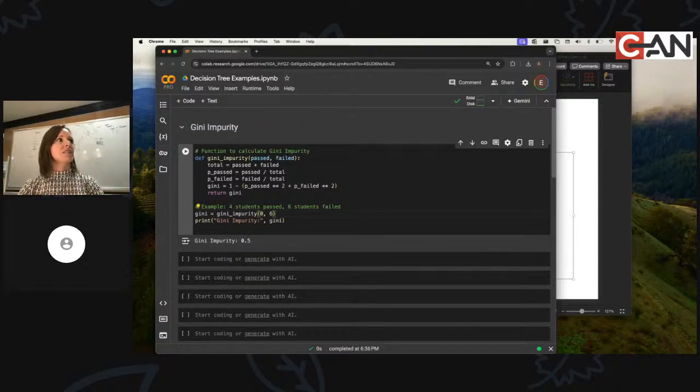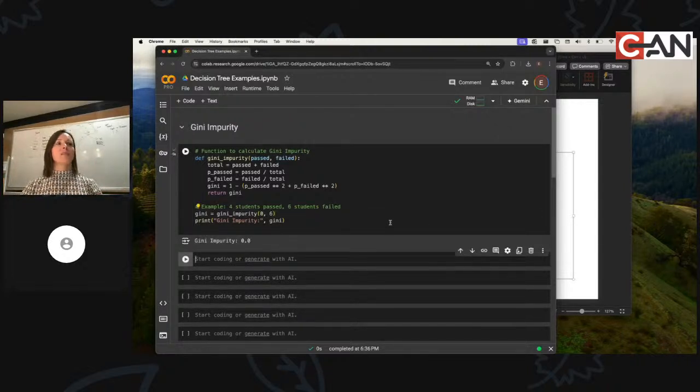What if we change this to 0, 6? We get a 0 because that's perfect separation. You have a representation. Our Gini impurity here is 0. Because this is one of those cases where we have 3 apples and 0 bananas, or we have 2 bananas and 0 apples. And I can show you that in the code.